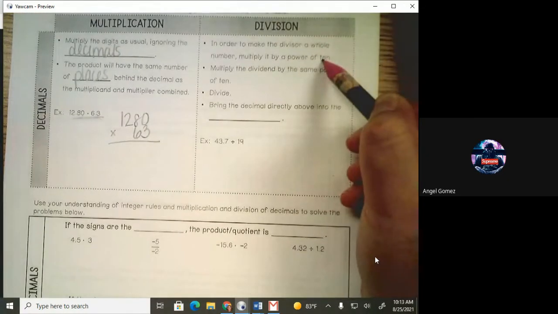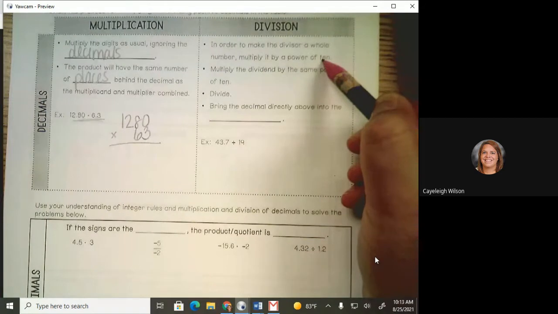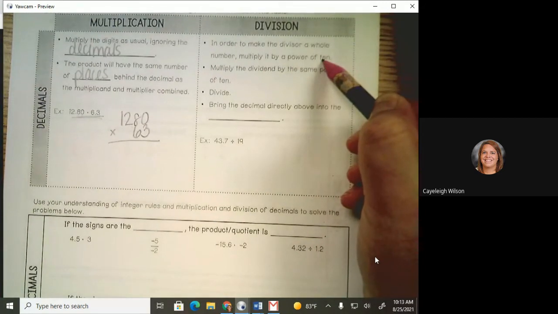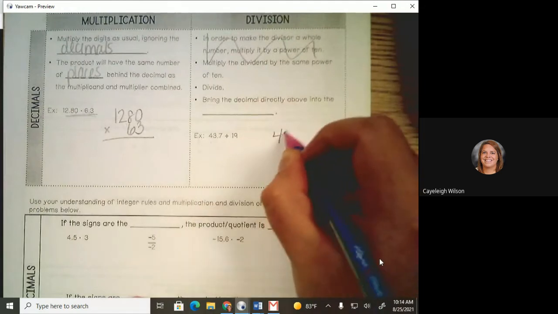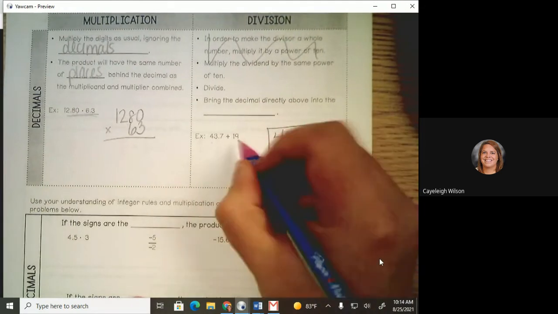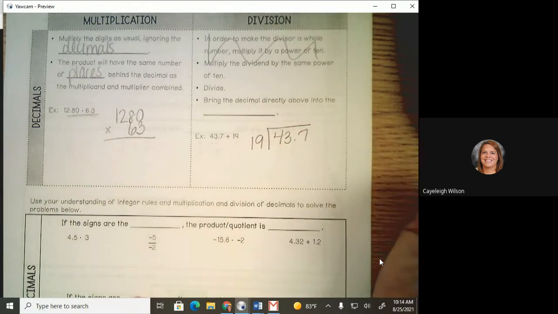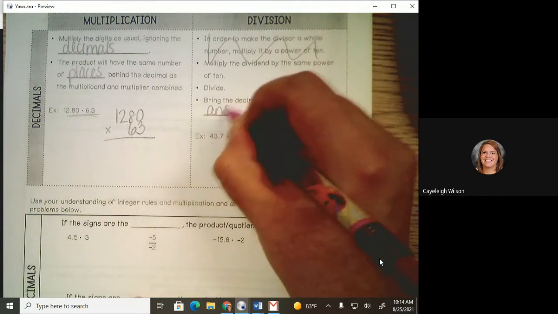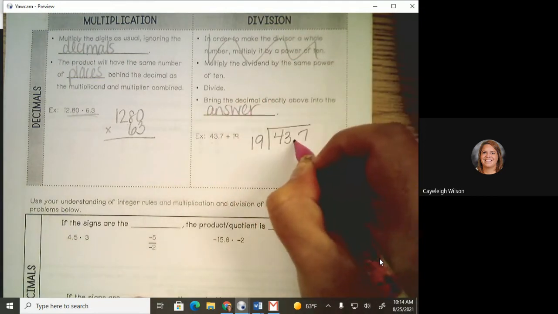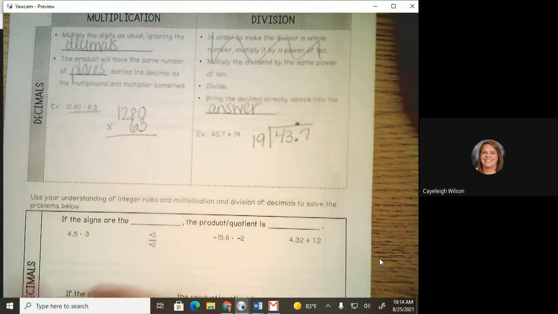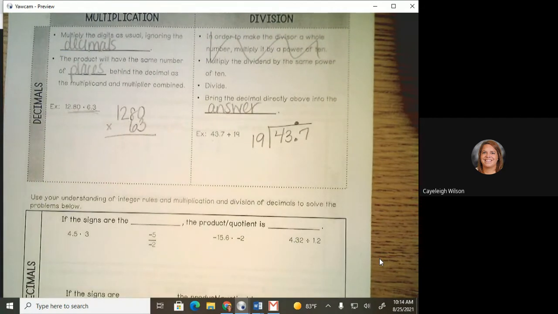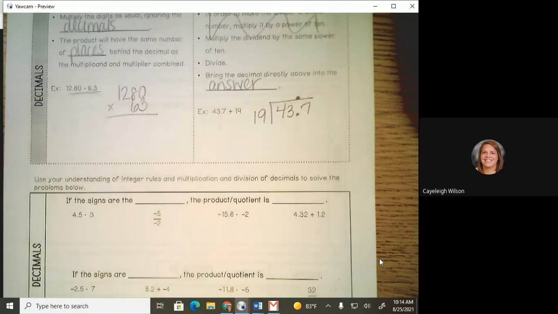In order to make a divisor a whole number, you multiply it by a power of 10. Now, I don't do this part, okay? So I just divide them. So like I would put the 43.7 in the little house and divide it by 19. And you bring that decimal directly above into the answer. So this decimal place, I bring it directly above here as part of the answer. And I just divide it like that decimal's not even there. Okay, so that's how I'm going to set these up.